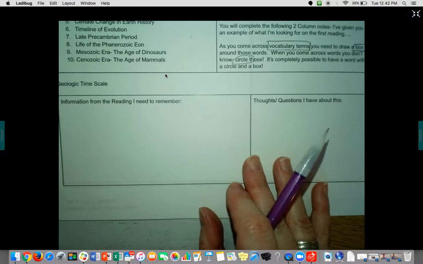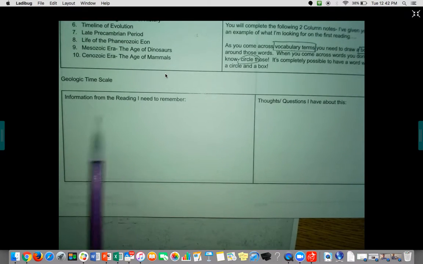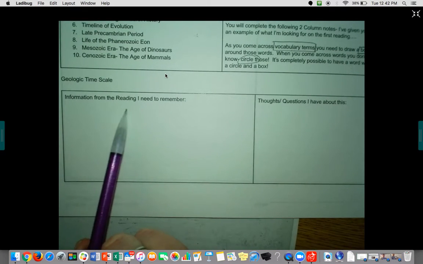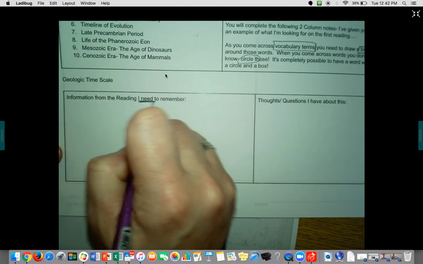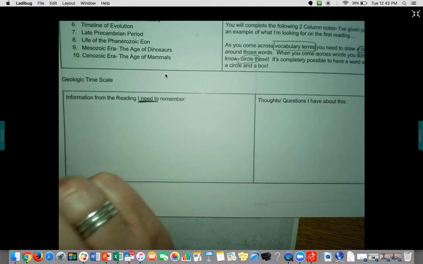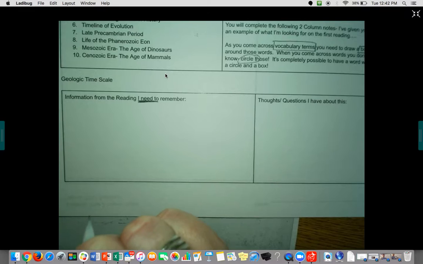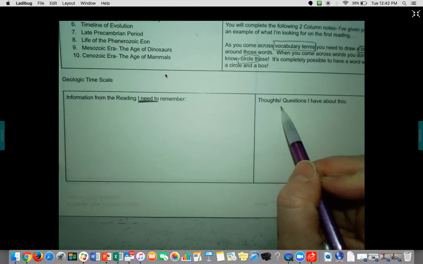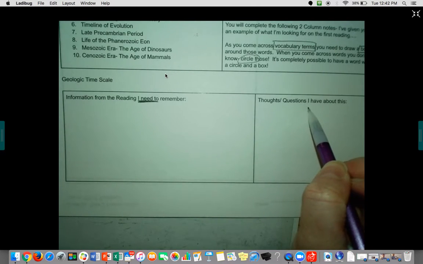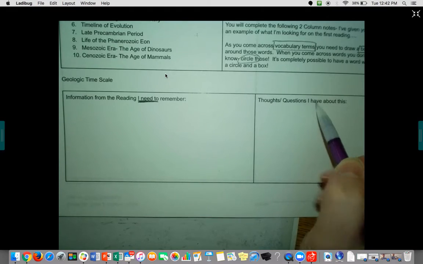If we look at our structure here, for two-column notes, the left side is information from the reading that I need to remember. So we're going to underline something here. I need to know. There is a difference between need to know and nice to know. The right side is the thoughts and questions that you have while you're going through and reading.